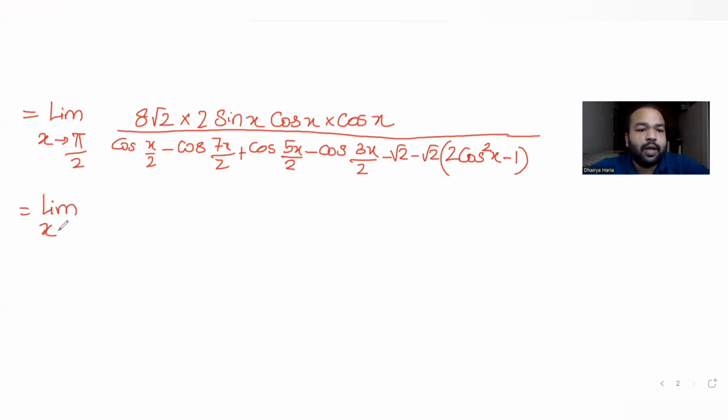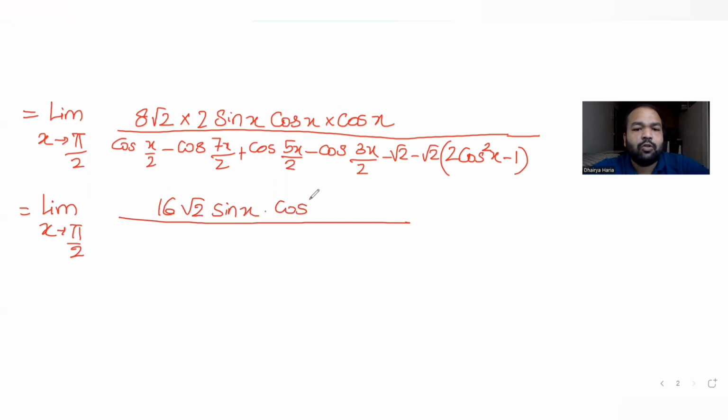Limit x tends to pi by 2. The numerator now becomes 16 root 2 sin x and cos square x. Further, now I have four terms of cos with me. If I start grouping together, I can group it like this: cos of x by 2 minus cos of 3x by 2 together, right? And I can also group it as cos of 5x by 2 with cos of 7x by 2. So these two terms together and the other two terms together.